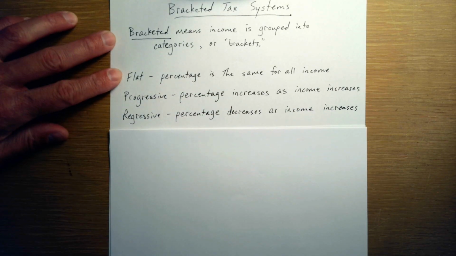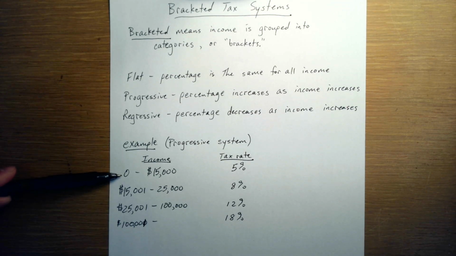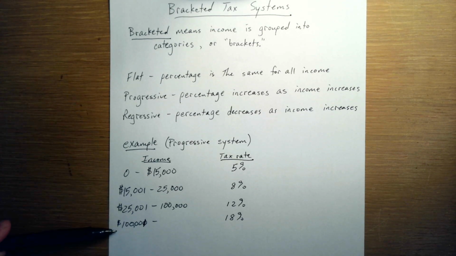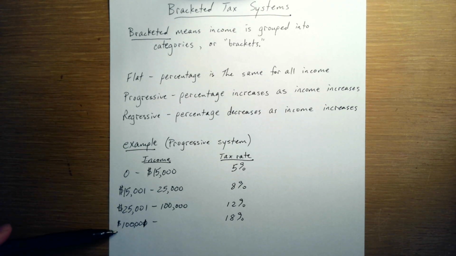So let's take a look at an example. And let's say we have a progressive tax system, just for example. So the bracketed system looks like this. Money, in other words income, is broken up into different categories. So each dollar that you make falls within exactly one of these categories.